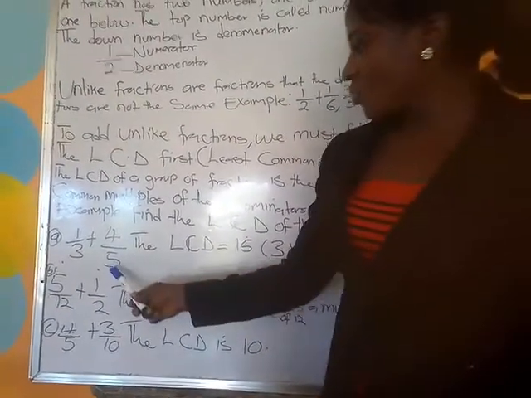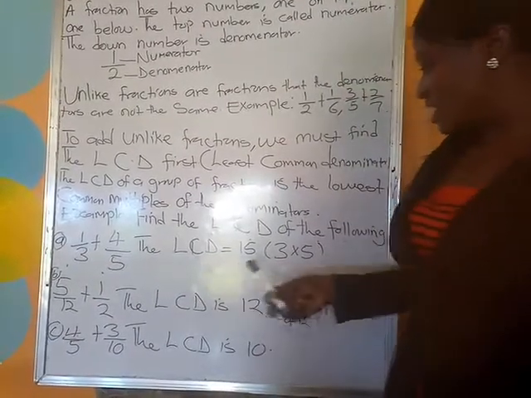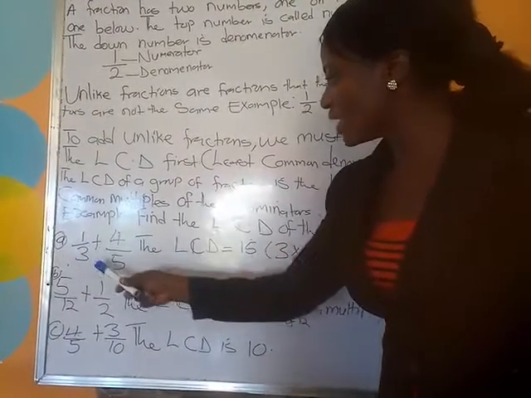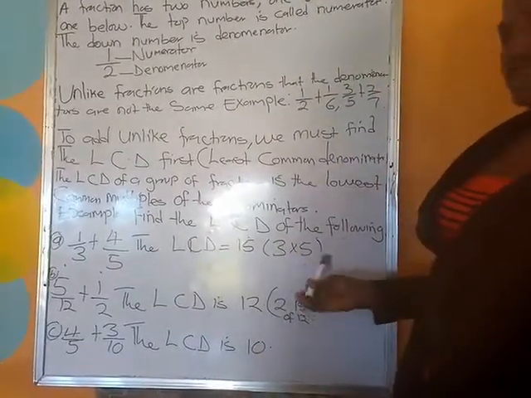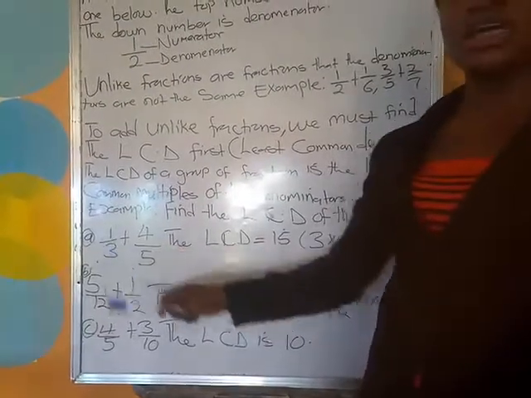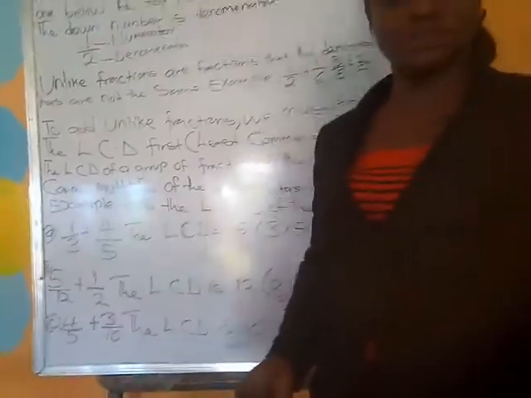Okay, now for this fraction, the LCD is 15. How did we get 15? We just multiply 3 times 5. See it here, and it gives us 15. And 15 can divide 3 exactly, and it can divide 5 exactly.